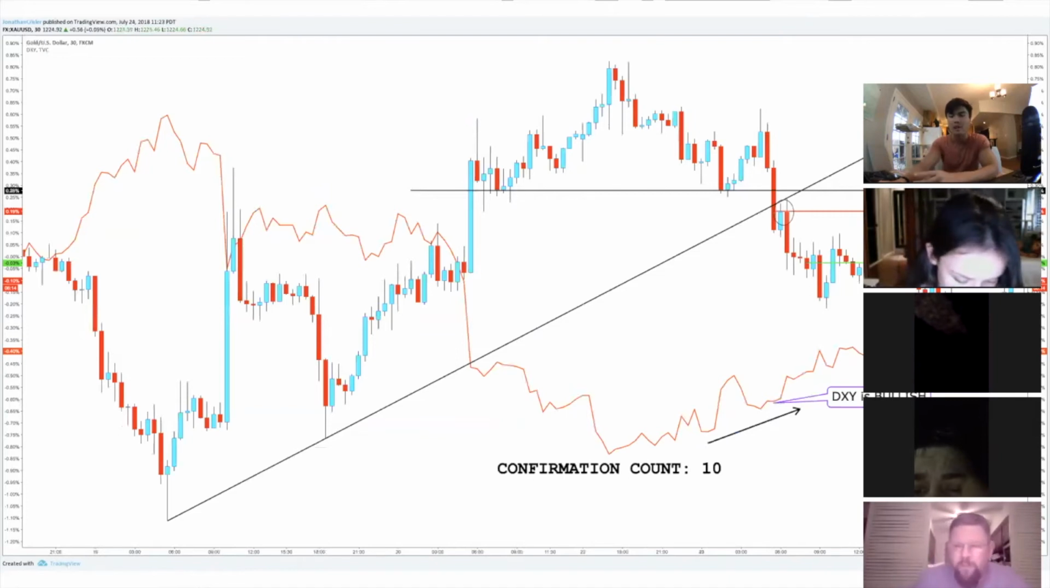So we had 10 confirmations in that moment that price is going down. So I took that trade, I closed, and I made a profit off that, just these 10 confirmations. And the analysis didn't take much longer than me just explaining this to you.